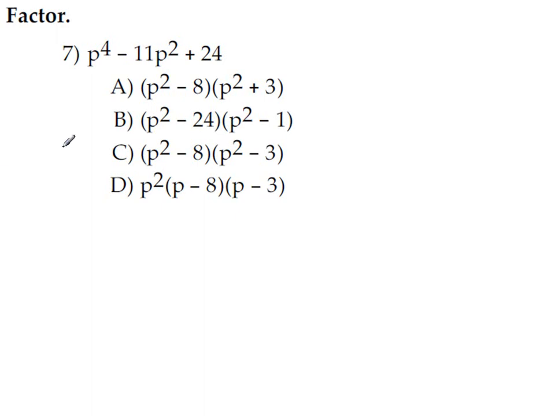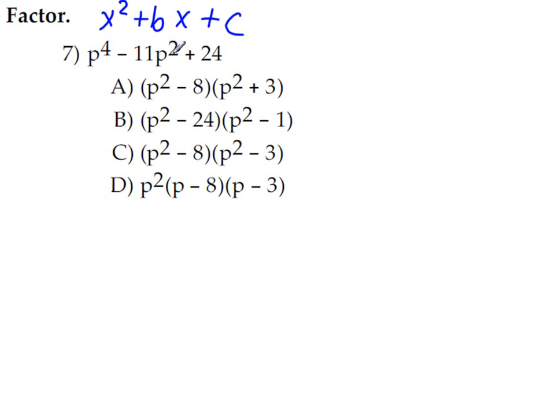Number 7. This one's funky. In fact, we saw this on our worksheet. We went over this in class as well. The problem is, this is not our usual form of x squared plus bx plus c. We have p to the 4th and p squared. But remember, I always say look at b. Look at that b term. He tells us so much information.